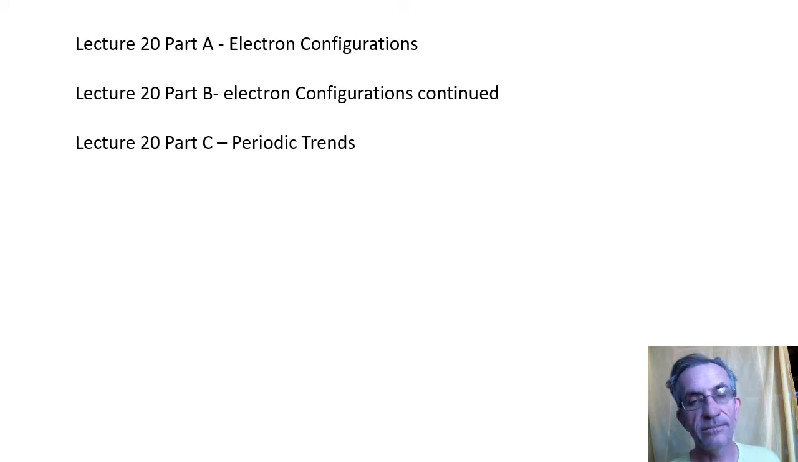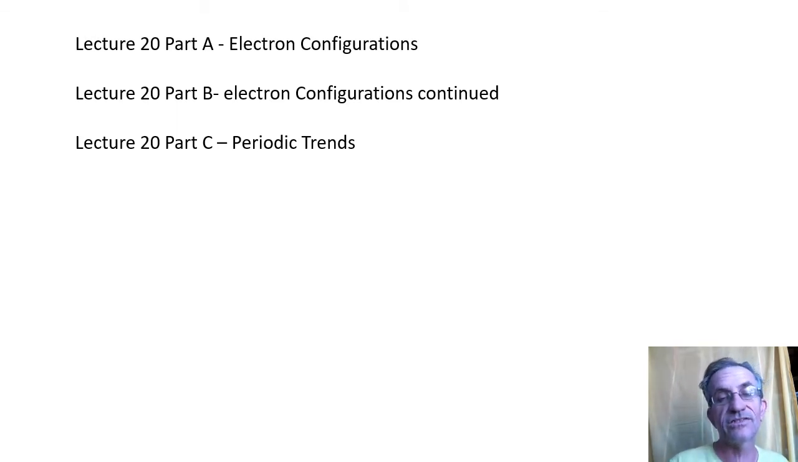All right, welcome to lecture 20. In lecture 20, we're going to keep talking about electron configuration. You heard a little bit about it in the last lecture, but we need more details. There's more little things to know, and I want to make sure you have some more examples of that. So let's go ahead and get started.